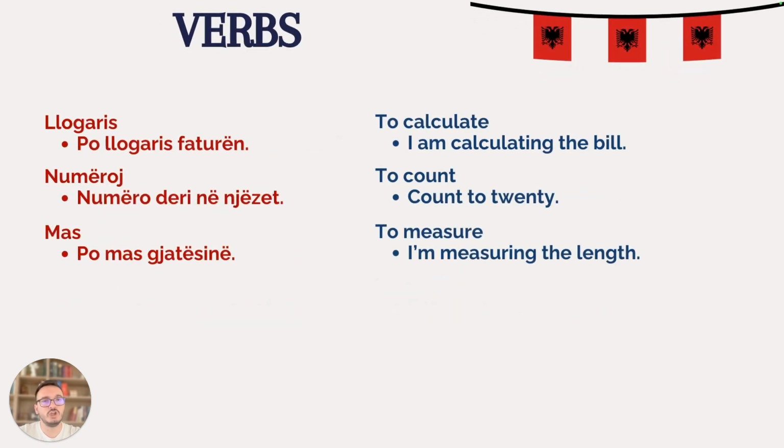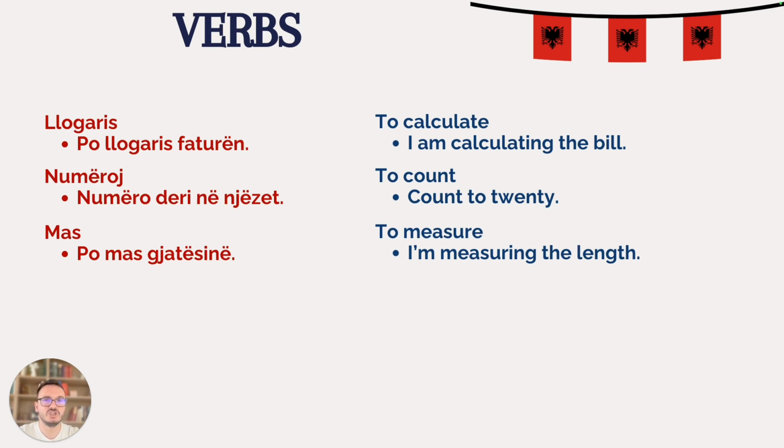Furthermore, we have logaris, to calculate. Po logaris faturën. I am calculating the bill. Numeroj, to count, literally to number. Numero deri në 20. Again in the imperative. Count to 20. And mas, to measure. Po mas gjatësin. I'm measuring the length.